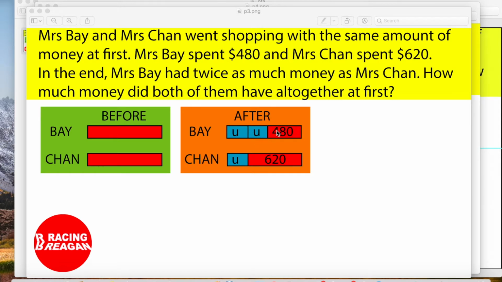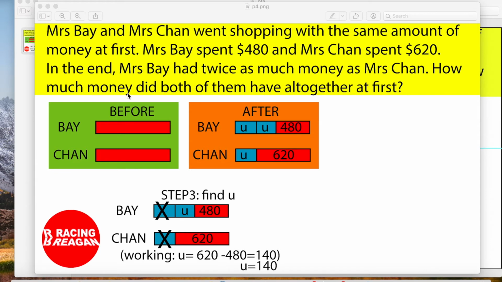Why do you put Bay 2 units, you might be wondering? Well, because they said Mrs. Bay had twice as much money as Mrs. Chan after they went to shop at the shopping center. So, you put Mrs. Bay as 2 units and Mrs. Chan as 1 unit. And they also said Mrs. Bay spent $480, so you put that in Mrs. Bay's model. And then Mrs. Chan spent $620, so you put that in Mrs. Chan's model. So now I'm going to show you what you should do.